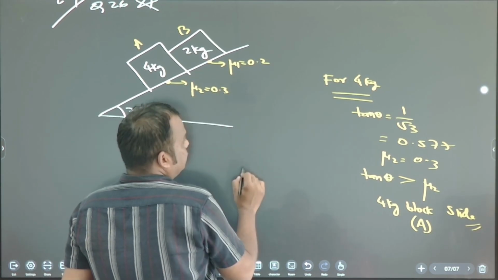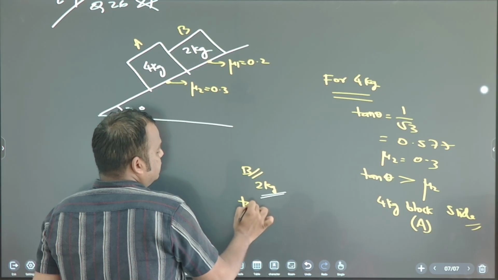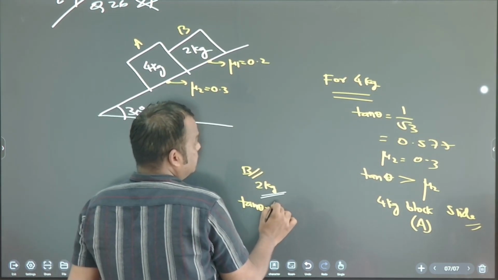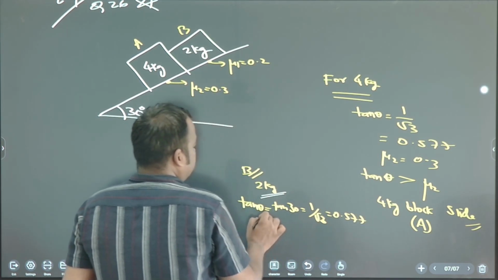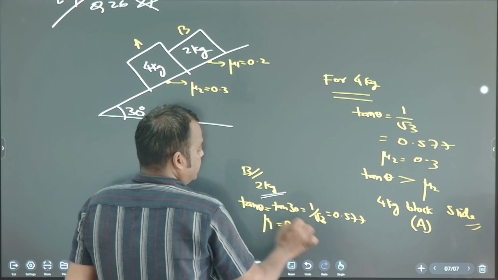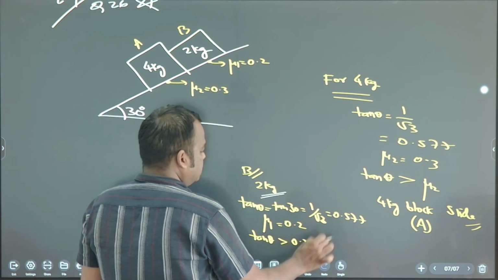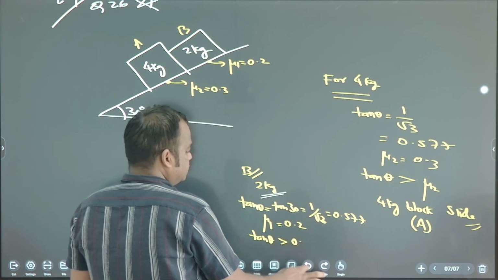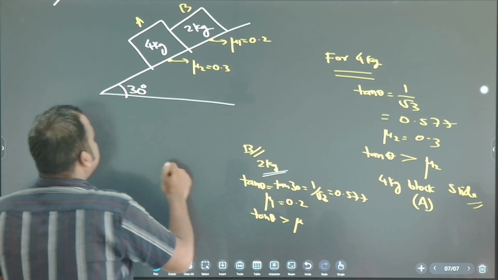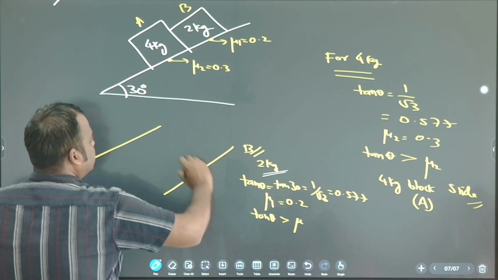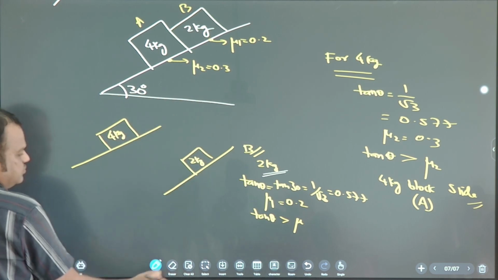Now find the same for the 2 kg. What is the tan theta value? Tan 30 is 1 by root 3, that is 0.577. And what is the mu value? 0.2. So will it slide or not? Tan theta is greater than mu, so it will slide. Suppose individually they are sliding. Suppose this is 4 kg and this is 2 kg. Find the acceleration separately.